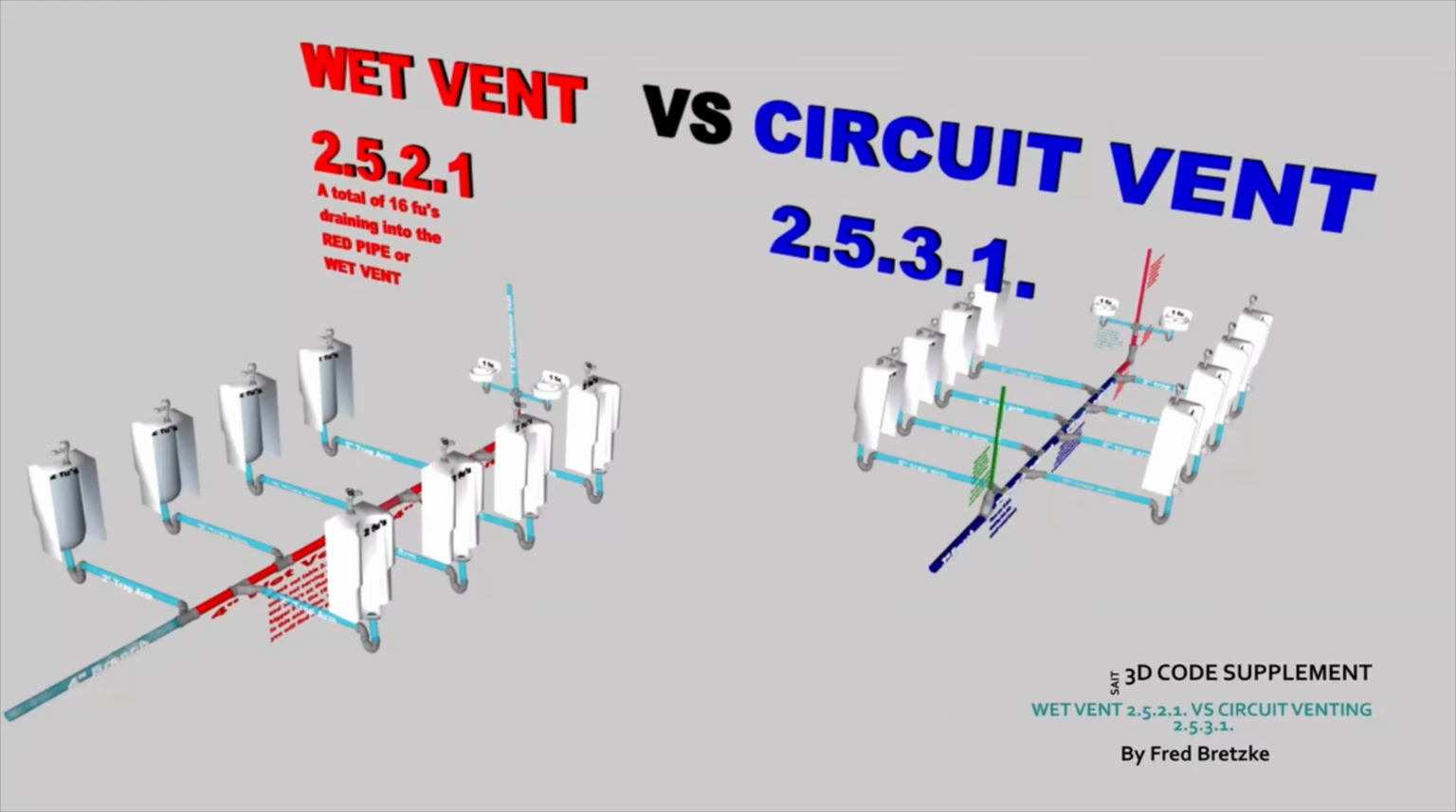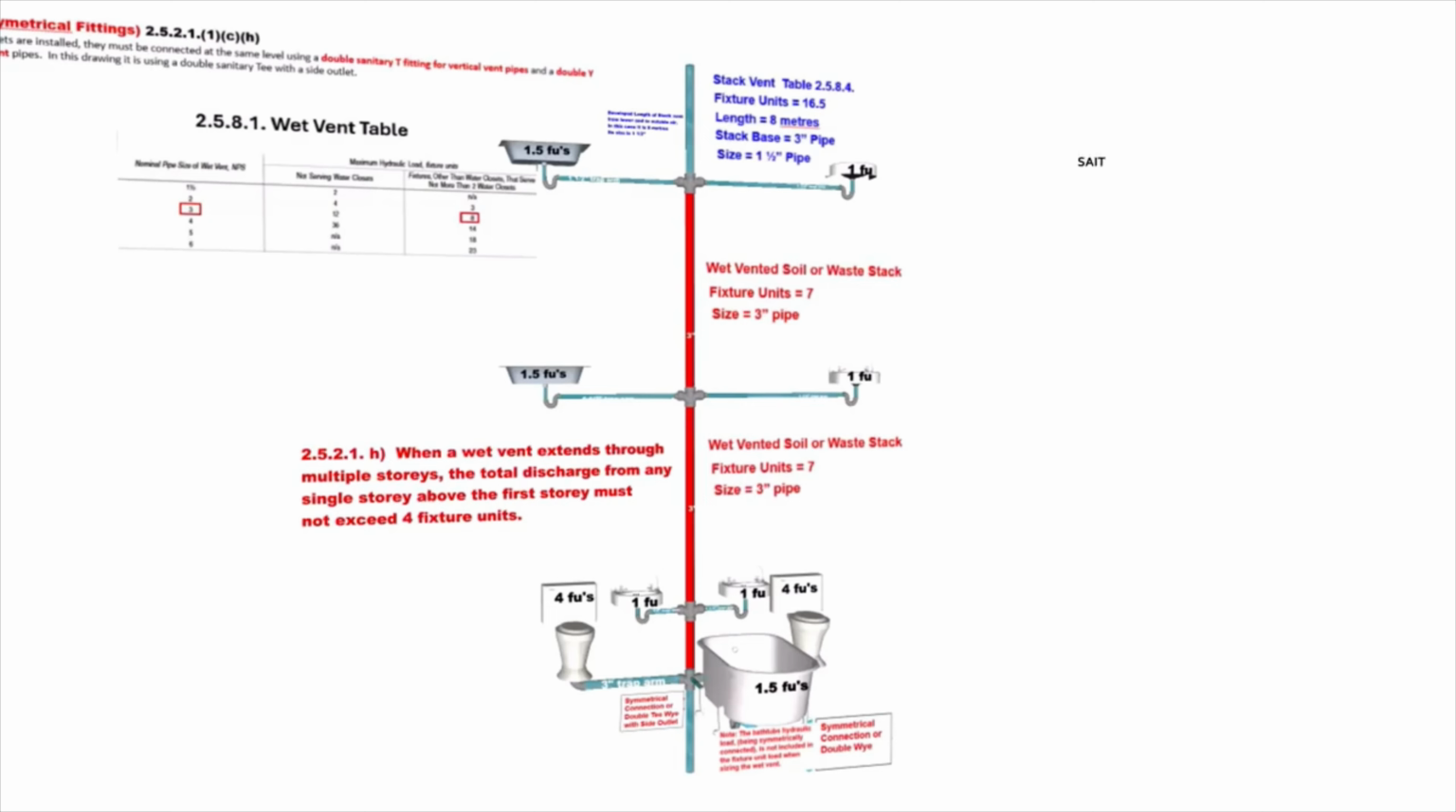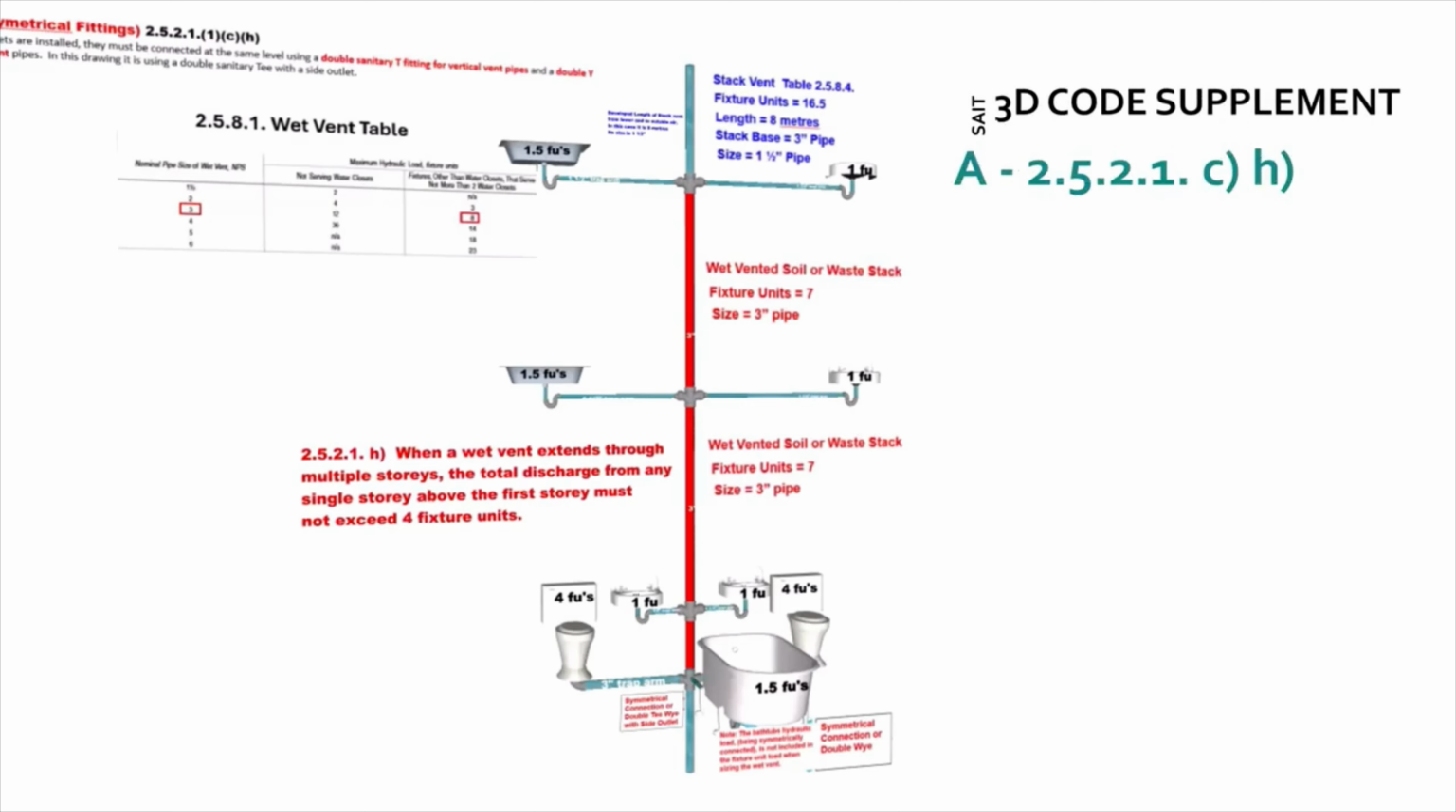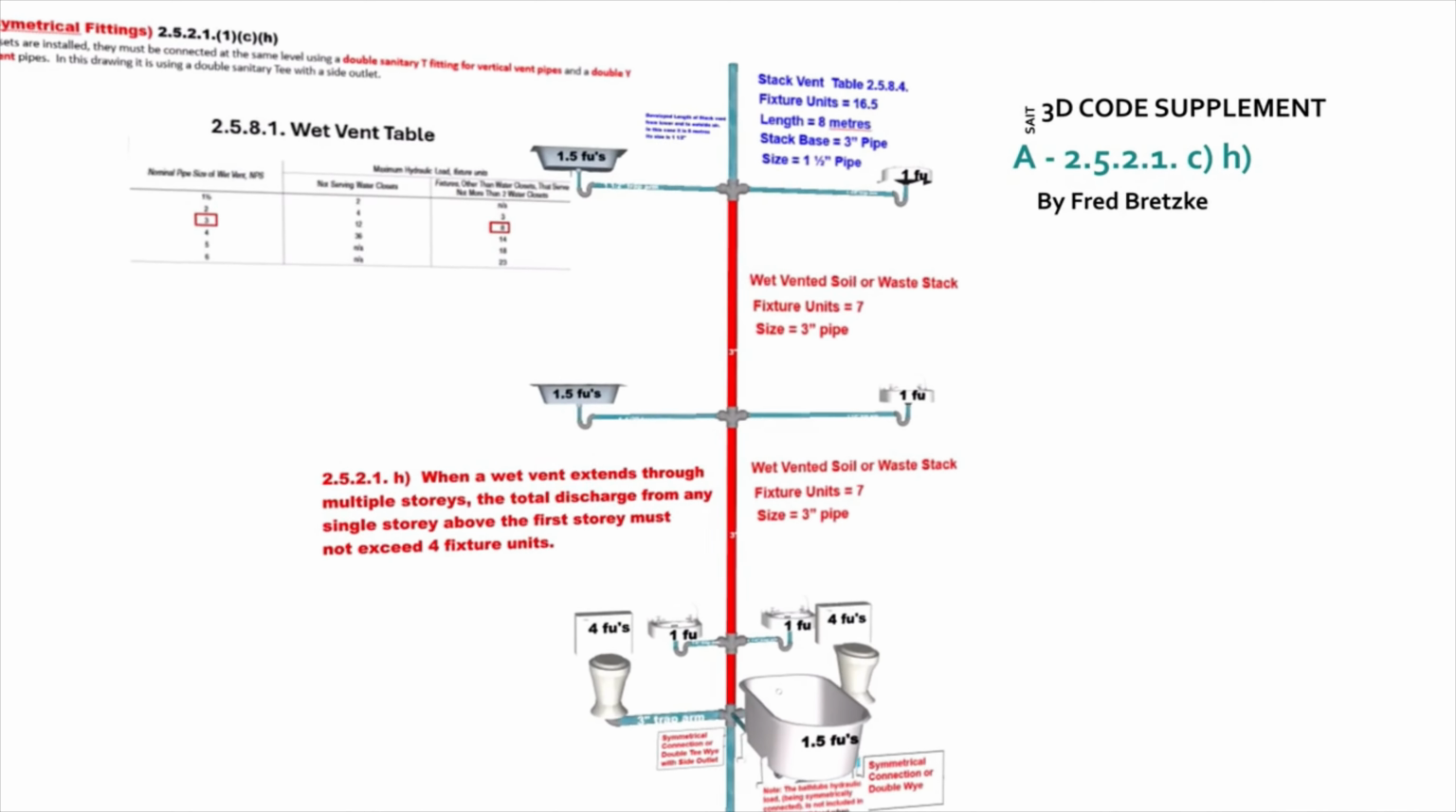Okay, check this out. We are now going to establish the pros and cons of circuit venting as opposed to wet venting. In this animation, we will now go over Article 2521 subsections C and H.